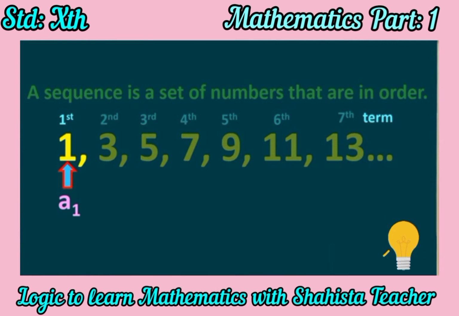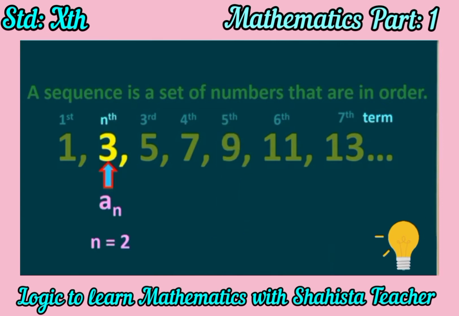So here A2 is the second term. 3 is an odd number and this is A2. Now here A3, then A4. 7 is in the 4th position and 9 is in the 5th position, then 6th position, then 7th position. In this way we get a sequence of odd numbers. And as you all know, odd numbers are infinite. We can't say that this number is the last number.